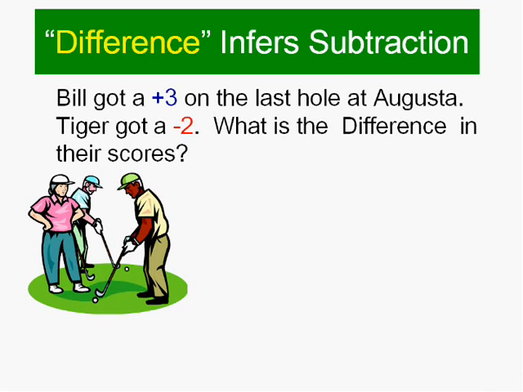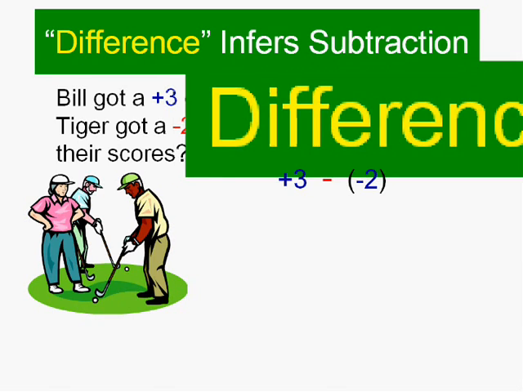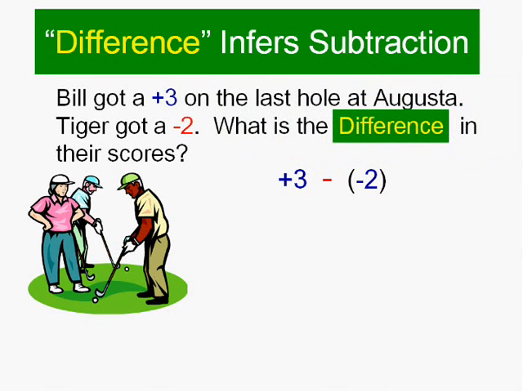Let's look at this problem. If Bill got a +3 on the last hole at Augusta, and the gentleman Tiger got a -2, what is the difference in their scores? Now, this is going to be a little bit weird. Difference, we know, infers subtraction. But there's already a negative there anyway. Okay, let's not get confused. The difference gives us the subtraction. The negative came from the -2. Don't lose either one of them.